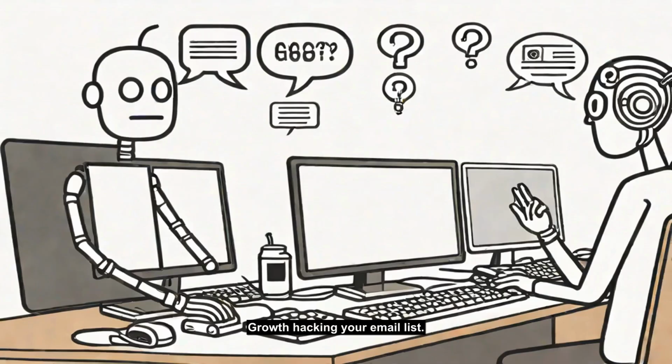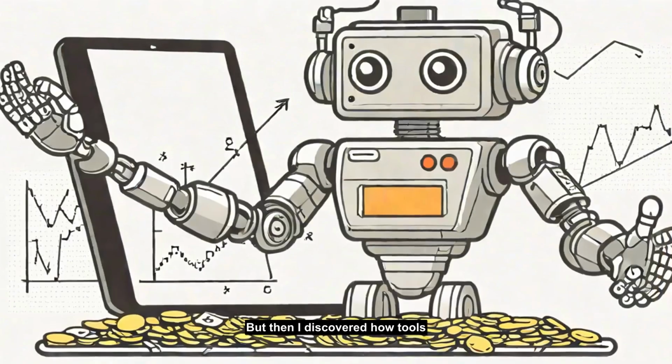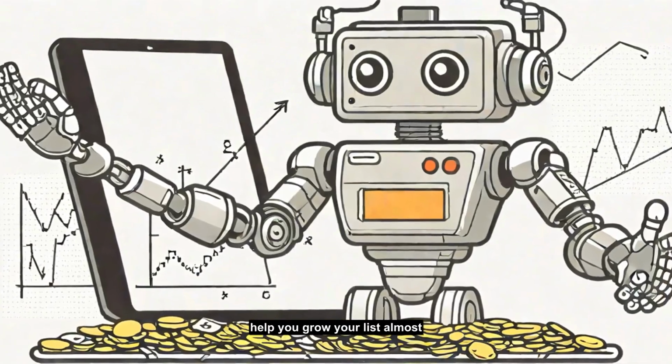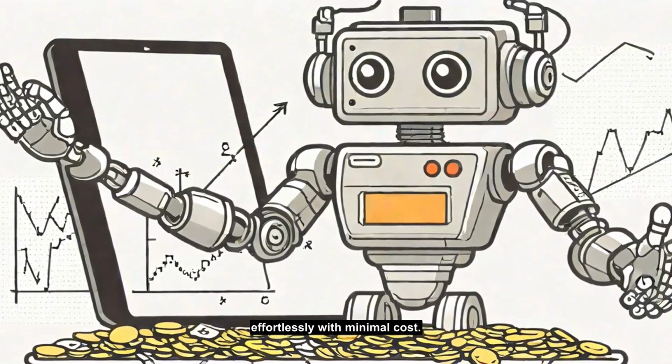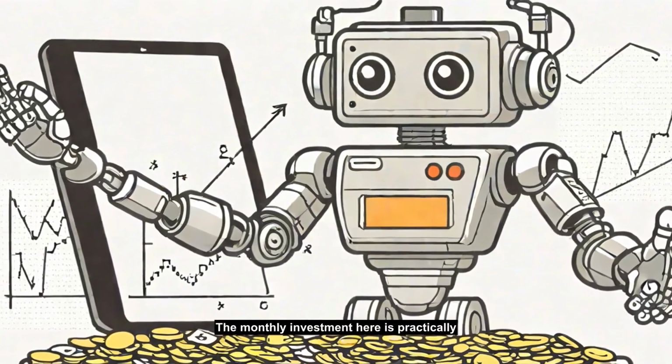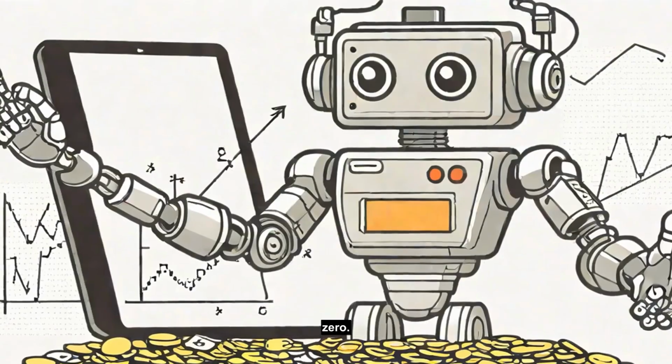Growth hacking your email list. In the last quarter, you spent $50 on ads to get new subscribers for your niche blog. That's 2 hours of work each week just managing email campaigns. But then I discovered how tools like Claude and Notion AI can help you grow your list almost effortlessly with minimal cost. The monthly investment here is practically zero.